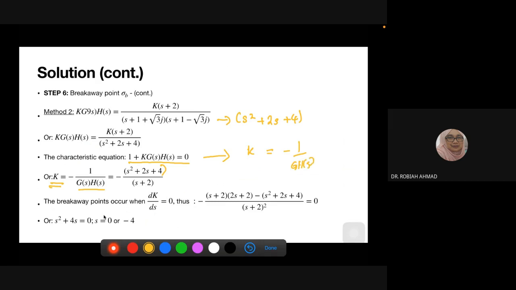Okay. So untuk dapatkan breakaway point, we have to differentiate K in terms of S and equate it to zeros. So kita dah ada K tadi here, and then we differentiate, and then we get equal to 0, sama. Nanti kita akan dapat the same thing dengan method 1, which is S square plus 4S equal to 0. So S either 0 or negative 4. So the breakaway point quite lengthy jugalah nak cari dekat sini. So either method 1 and method 2.